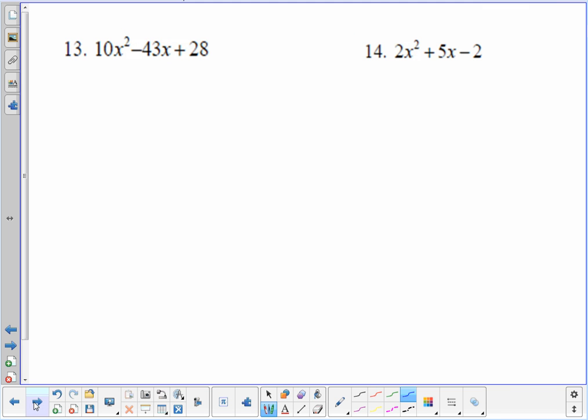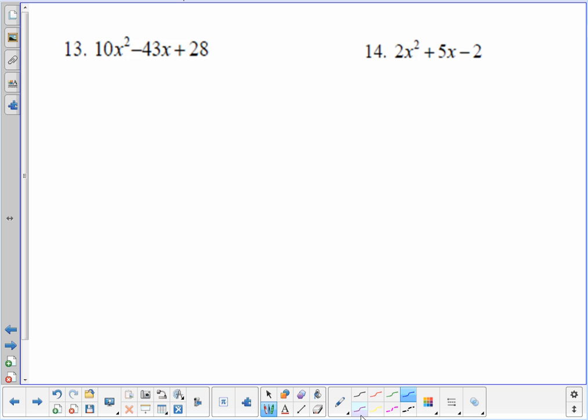All right. Let's flip over and go to number 13. In number 13, I have 10x to the second minus 43x plus 28. And I need to factor this. So the first thing I look for is a GCF. I'm pretty sure there's no GCF here. I can take a 2 out of 10 and 28, but I can't take a 2 out of 43. I'm pretty sure 43 is actually prime. So I guess that's how it's going to be.